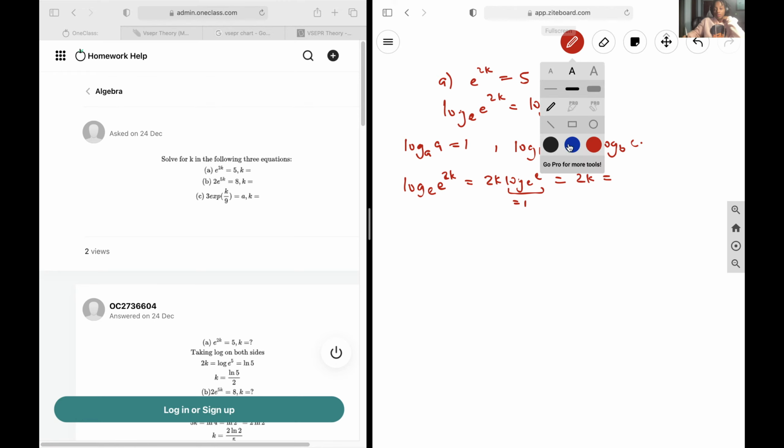We also need to note that we have a shorthand notation for this. So log to the base of e of any number is the same thing as ln of that number. This is going to be equal to ln 5. And then next up, we just want to isolate the k.